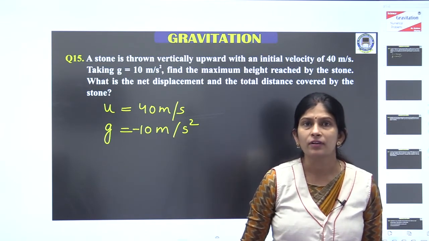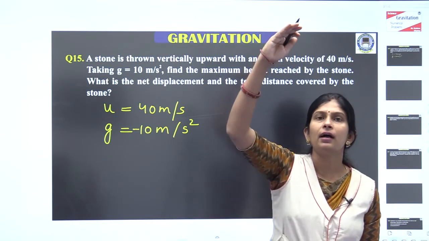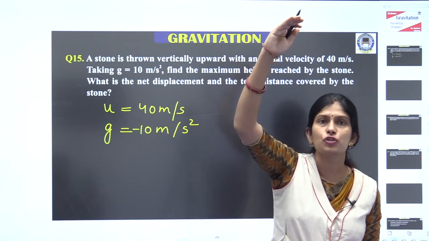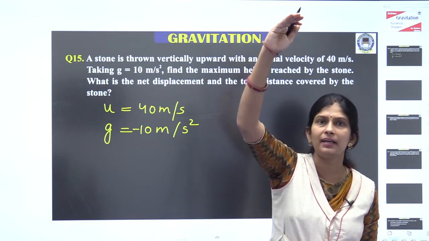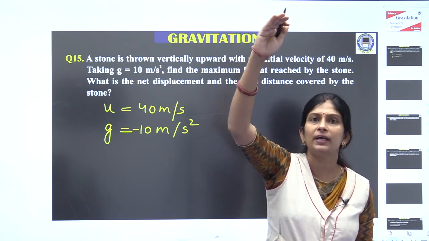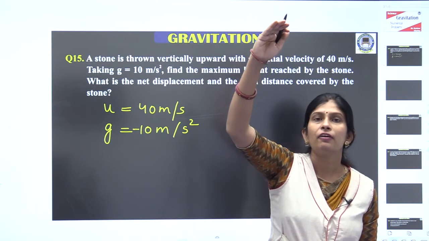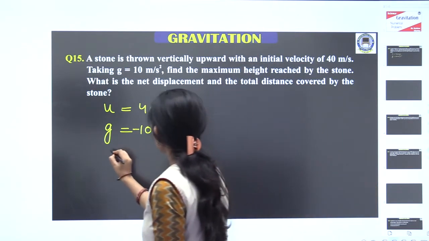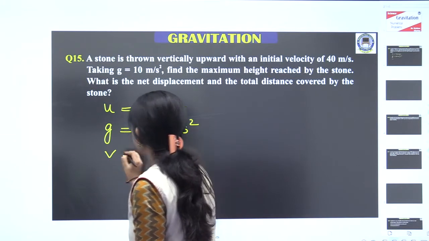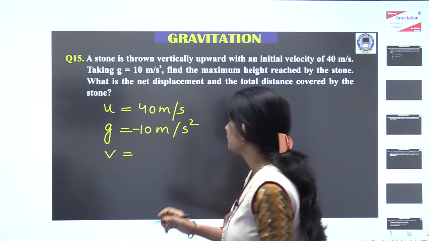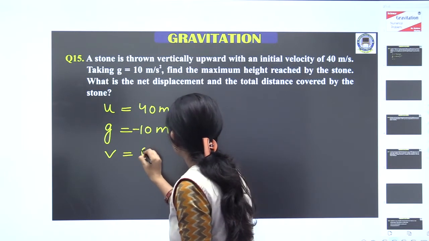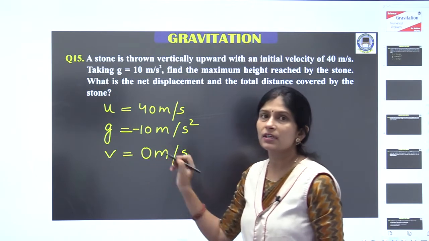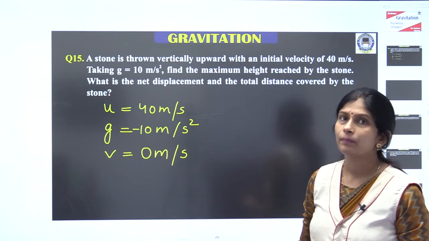When an object is moving in the vertically upward direction, finally it will reach a certain maximum height, and after reaching that height it will stop. So the final velocity at that maximum height will become 0 meter per second. So v is equal to 0 meter per second.